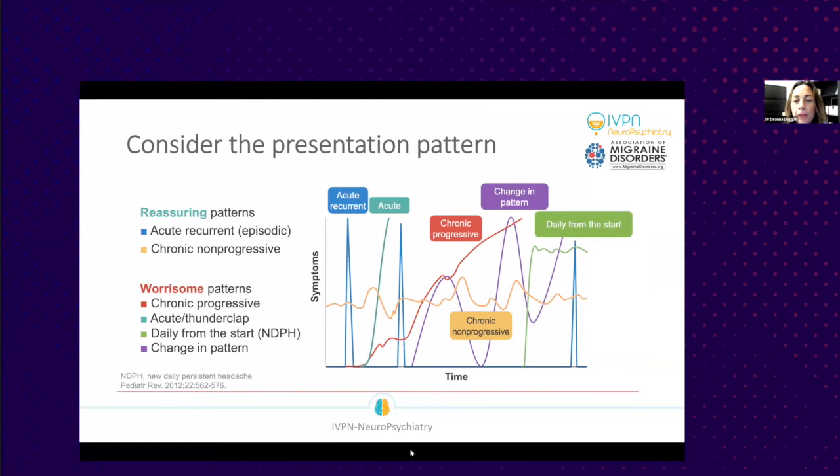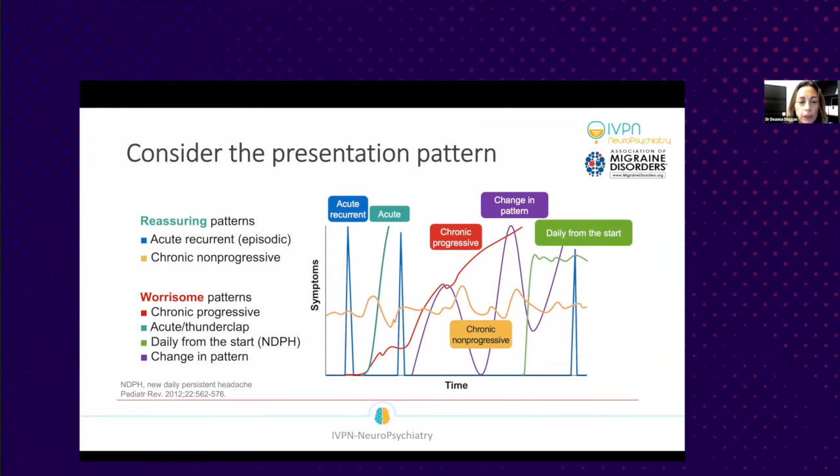So consider the presentation pattern. Reassuring patterns are acute recurrent. So there's, for example, a 9-year-old female who experiences 4 to 5 migraine attacks per month. And in between her headaches, she's completely at 100% baseline. Her activity level is normal. She's thriving in school, but during the migraines, certainly they are affecting her.